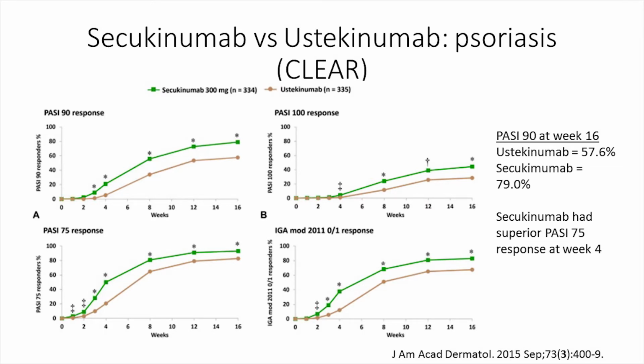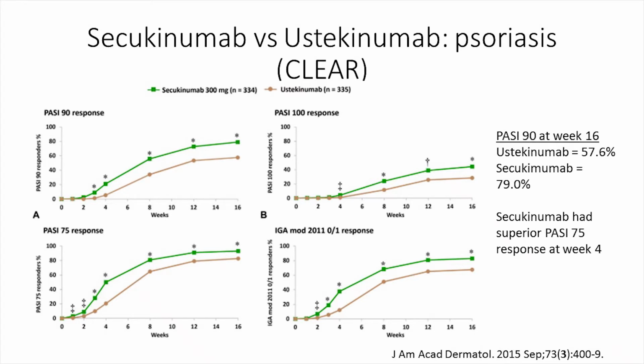And so what we see here is looking at PASI. I'm just going to focus on the top 2 because really our goal is to treat to target, get patients clear to nearly clear. We're looking at PASI 90, PASI 100 responses, and what we can see is that comparing Secukinumab at the higher dose of 300 milligrams to Ustekinumab, we have higher PASI 90 responses just looking at week 16, 79% with Secukinumab, 57.6% with Ustekinumab.